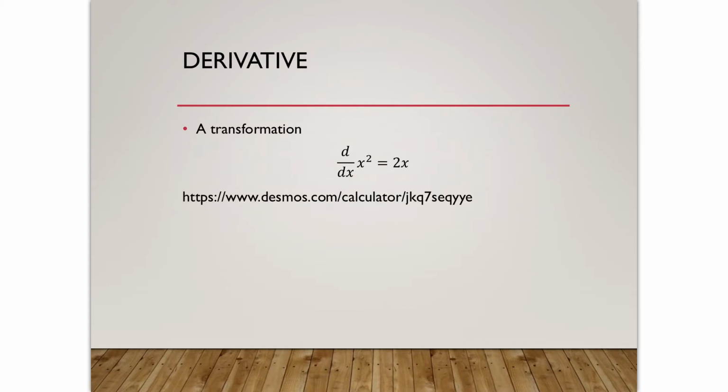Now, another way to think about the derivative is that it's a transformation. You might remember your transformations from pre-calculus where you have vertical stretches or horizontal translations. Well, a transformation is like one of those, but it's a bit more involved. We take the function x squared and we transform it into the new function 2x. And I'm going to show you on Desmos what this transformation looks like.